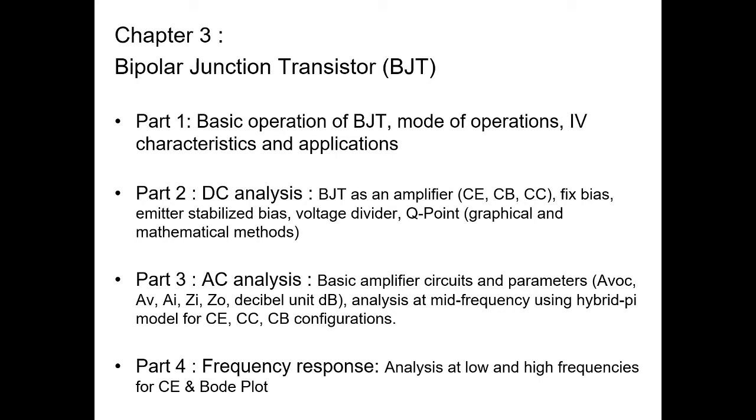There will be 4 parts for this chapter. The first part is the basic operation of the BJT. The second part is how we're going to do the DC analysis when we use the BJT inside our circuit. The third part is how we're going to do the AC analysis when we use the BJT in our circuit. And the last part is the frequency response, or the analysis at the low and high frequencies for only one configuration of the BJT, which is CE, right, and also the Bode plot.